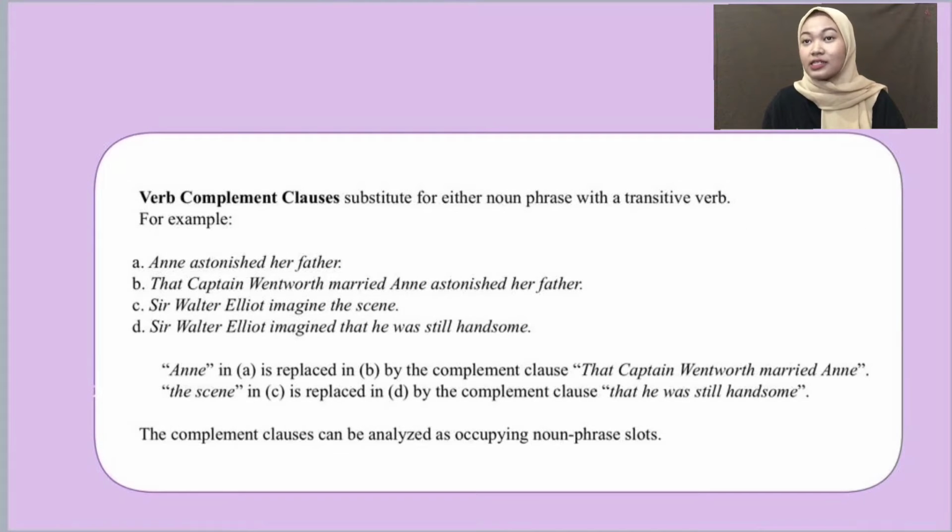Okay, for the next is verb complement clauses. They substitute for a noun phrase with a transitive verb. For example, A. Anne astonished her father. B. That Captain Wentworth married Anne astonished her father. C. Sir Walter Elliot imagined the scene. D. Sir Walter Elliot imagined that he was still handsome.